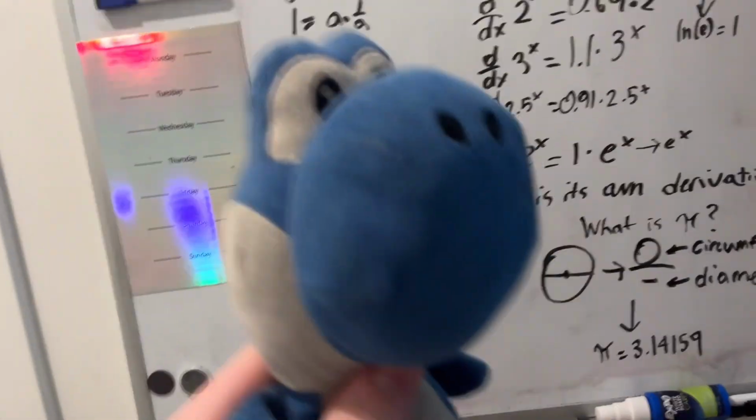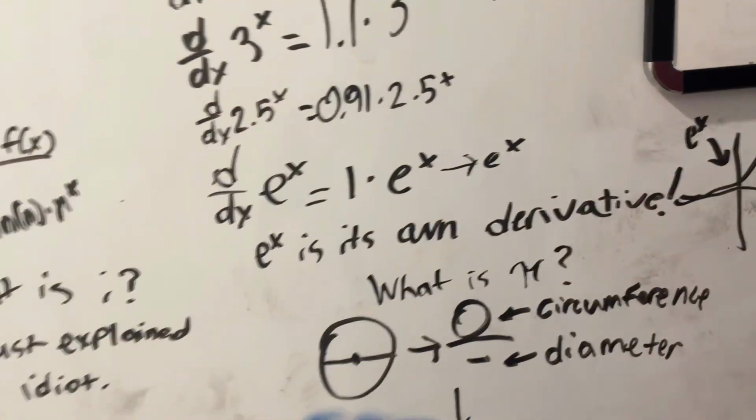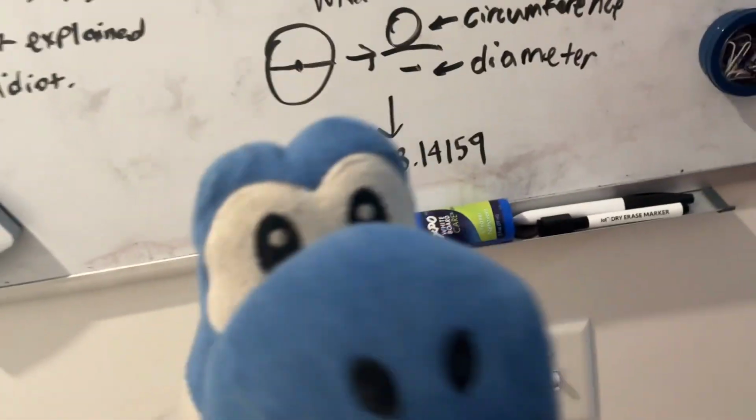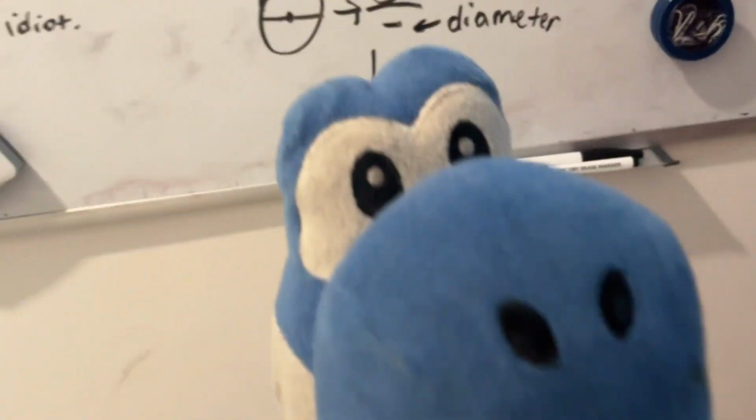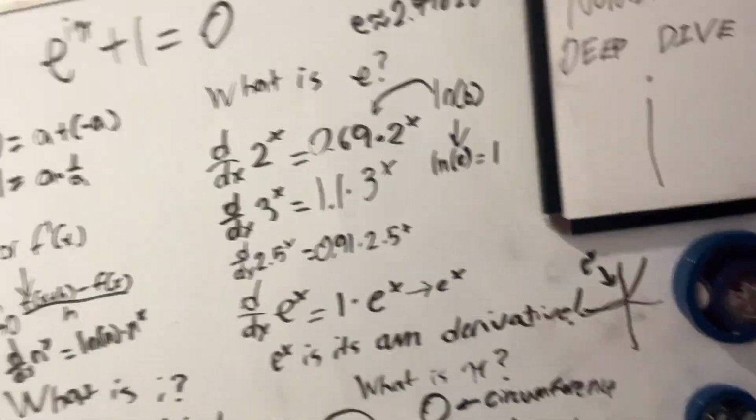Now, this might seem crazy to you. How can i, the imaginary unit, link together two unrelated numbers from two unrelated concepts, geometry and calculus? How did these two come together? Well, I'll explain it to you. Okay. Alright, the best way to solve e to the power of i pi is using Taylor series.